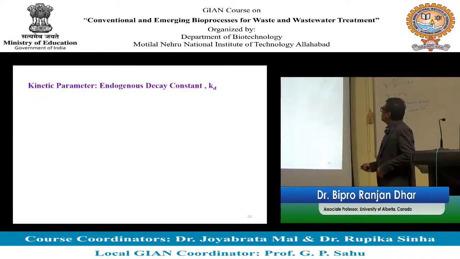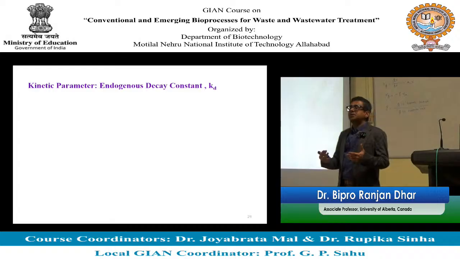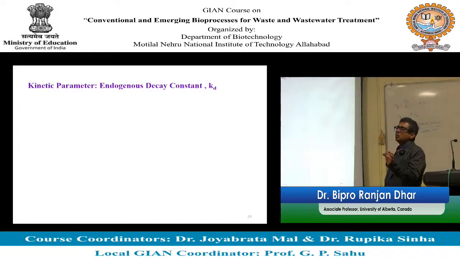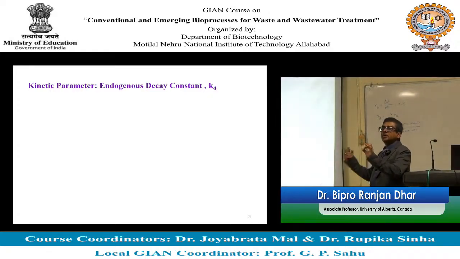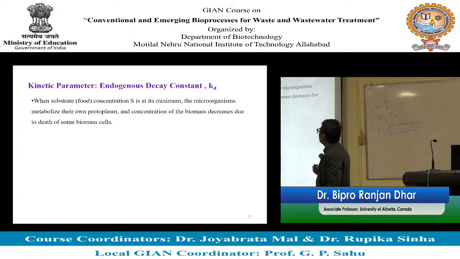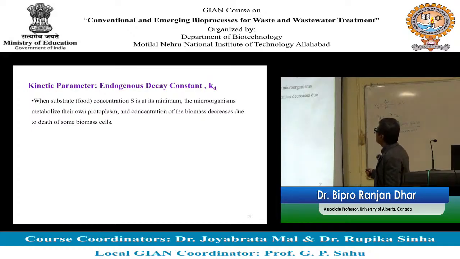Now we talked about microbial growth, substrate utilization, and yield, but when substrate concentration is low, microbes also have decay. So we need to incorporate a decay coefficient when we develop a kinetic equation. Another kinetic parameter is the endogenous decay constant, Kd: D for decay, K for rate. When substrate concentration is at its minimum, microbes metabolize their own protoplasm, and the concentration of biomass decreases due to the death of some biomass cells.